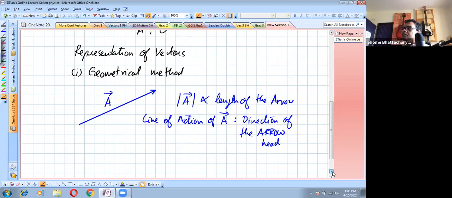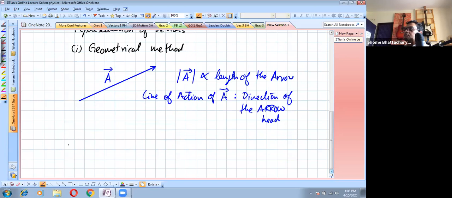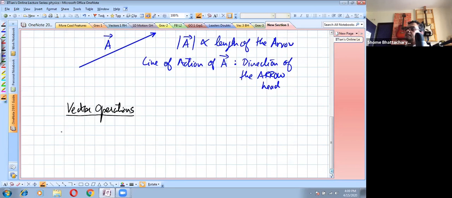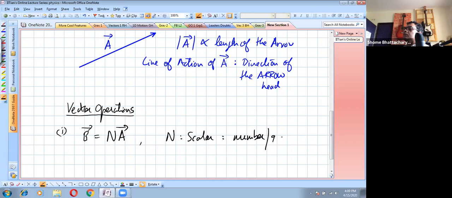Next, we had got into vector operations. So we saw a couple of types of operations. And the first operation that we saw was in fact not addition, but multiplication by a scalar. So if the vector B is defined as n multiplied by vector E, where the important thing is n is a scalar, which means that it could be just a number or it could be a quantity. But if it's a quantity, it's a scalar quantity.